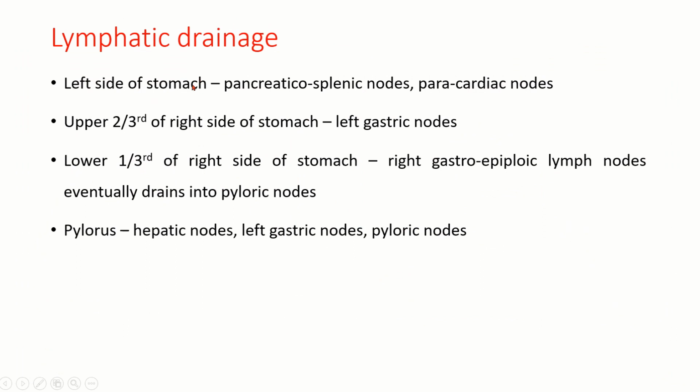Lymphatic drainage. So for convenience, the stomach will be divided into left side and right side. Left side of the stomach, majority of the lymphatics drain into the pancreatico-splenic lymph nodes. Sometimes they also drain into the paracardiac nodes. Upper two-thirds of the right side of stomach drains into the left gastric nodes. Lower one-third of the right side of stomach drains into right gastroepiploic nodes, which ultimately drain into pyloric nodes. From the pylorus, it will go in three directions, reaching the hepatic nodes, left gastric nodes, and pyloric nodes.